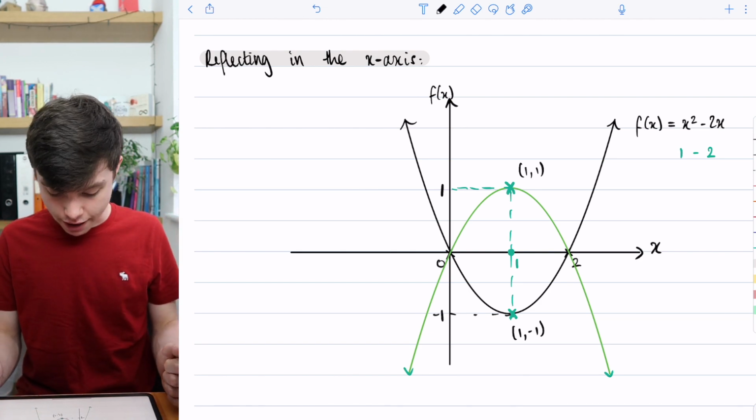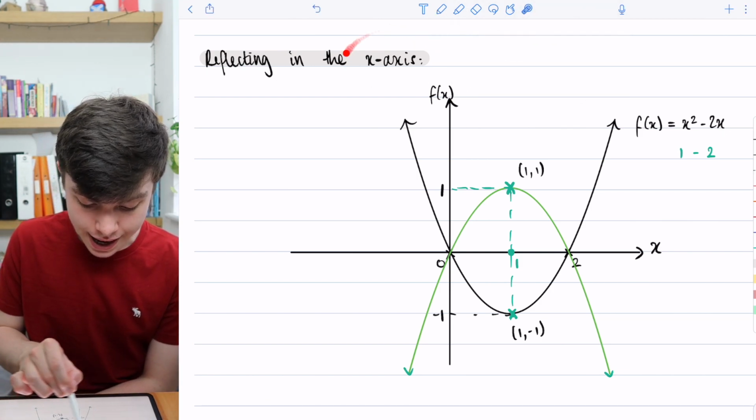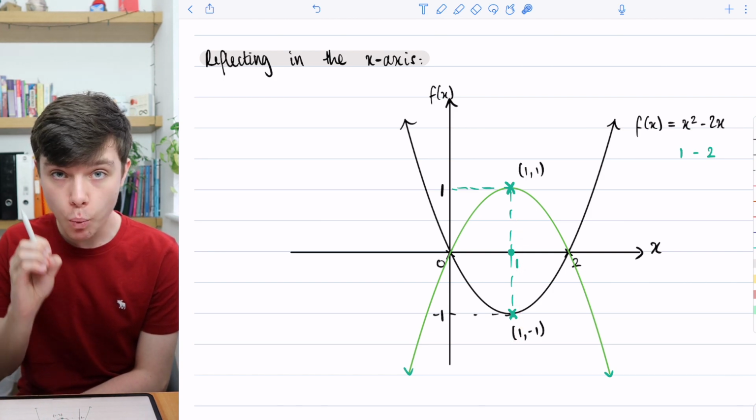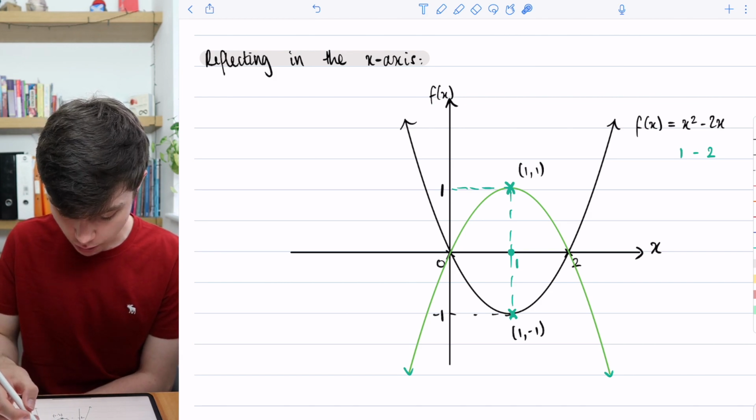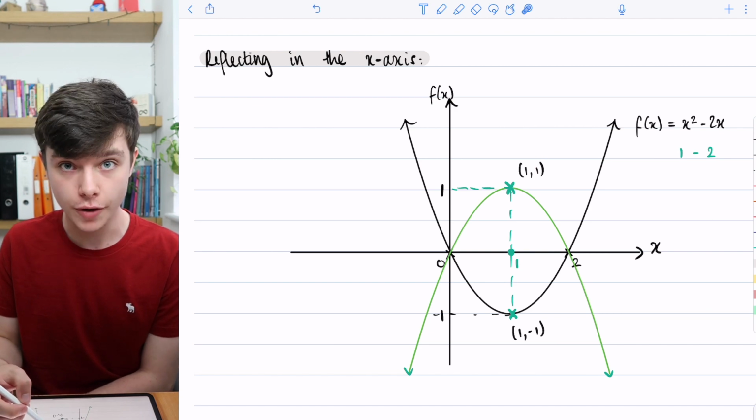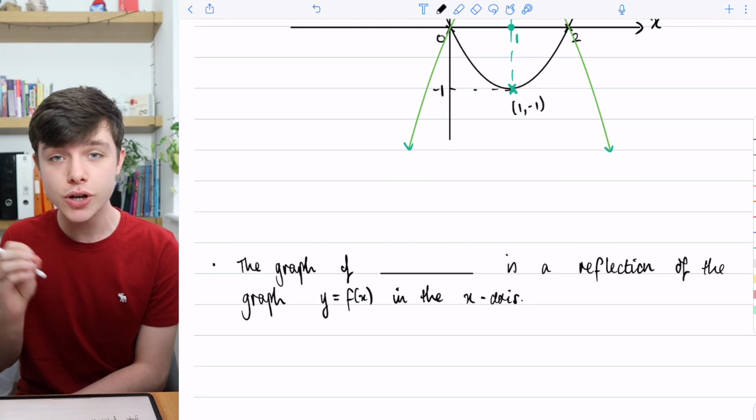Hopefully I've got that right. But we can see when we do a reflection in the x-axis, all of our x values stay the same, but our y values just become the negative of what they were. Our y value was minus 1, the negative of minus 1 is 1.